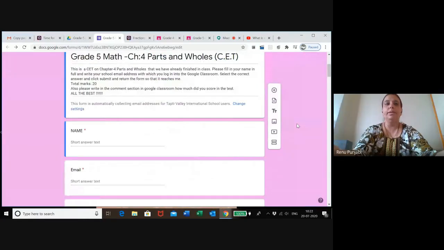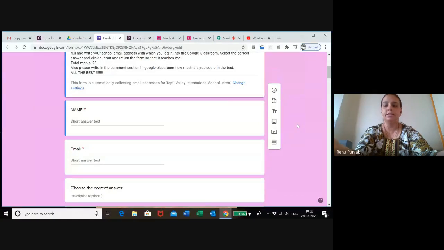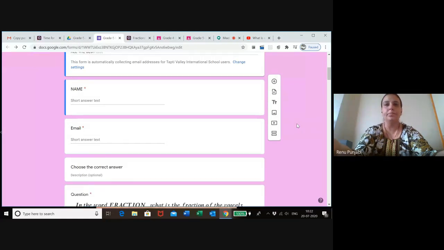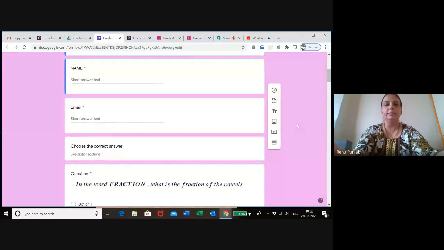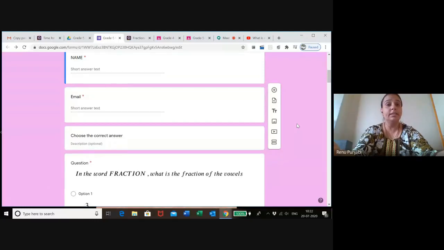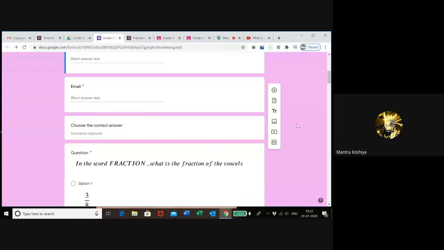Children, please write your name. After writing your name, please write your email ID: P dot the child name dot surname @tvis.edu.in. Ma'am, it's showing you need permission. It's showing you need permission.